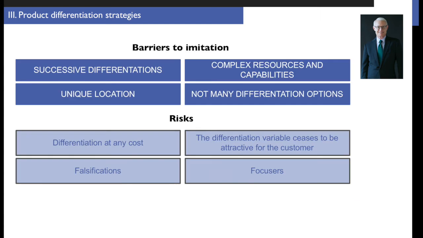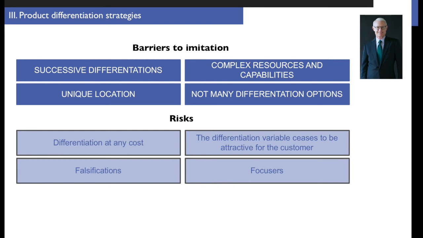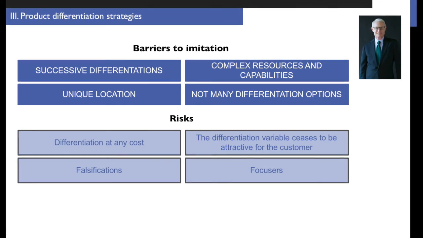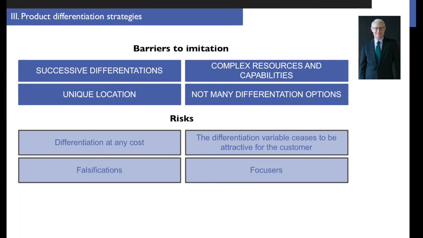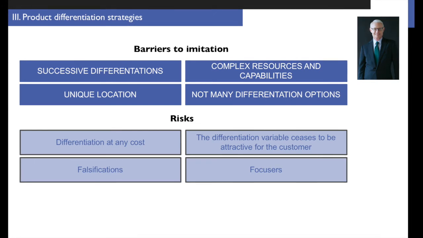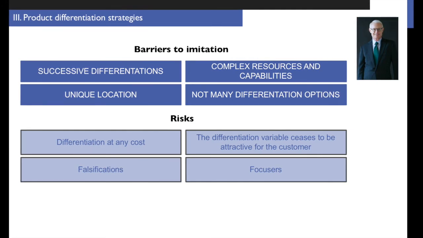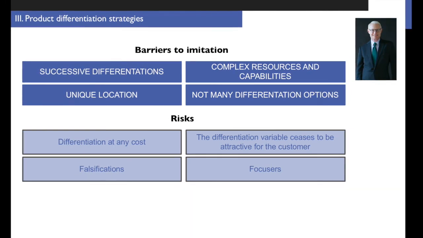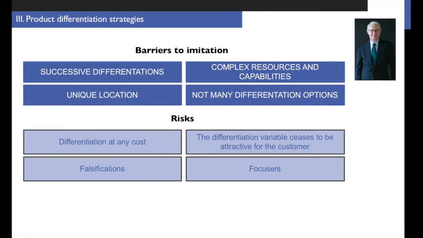Well, which are the main barriers to imitation of product differentiation strategy? We can get into successive differentiations. We are perceived to be different, but we go on and build on these differentiations, so we create a great image of differentiation, such as Apple has done with the successive generations of iPhone. We can also create product differentiation based on complex resources and capabilities, so they are difficult to imitate. If we have a unique location, this is nearly impossible to copy.